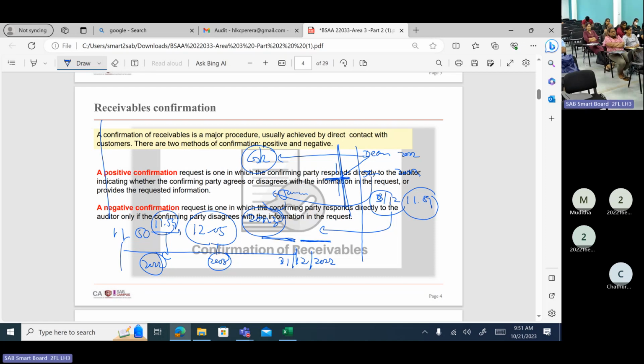After discussing these things, if you are familiar with the discussed steps, the audit paper will be very easy. Whatever things we are discussing, 100% may be tested in this exam. That's the uniqueness.